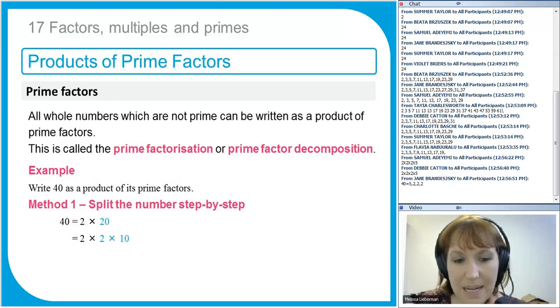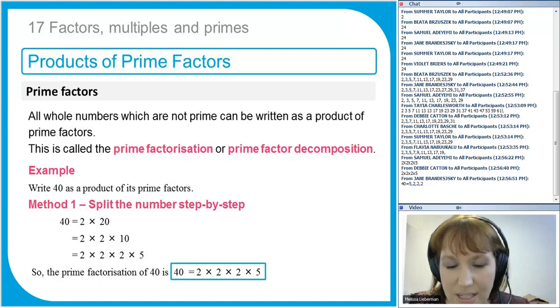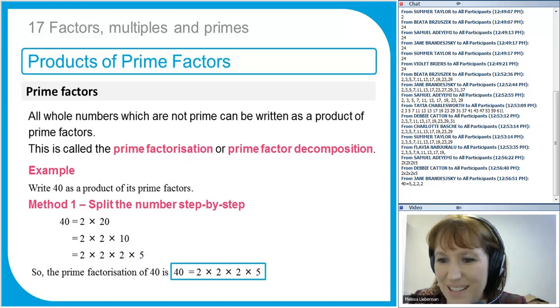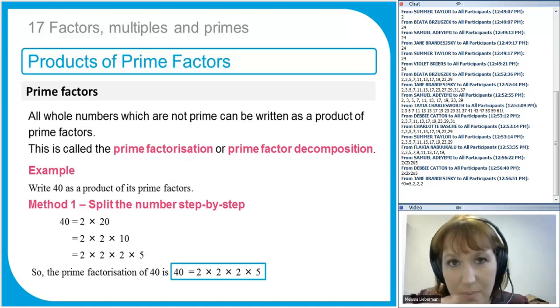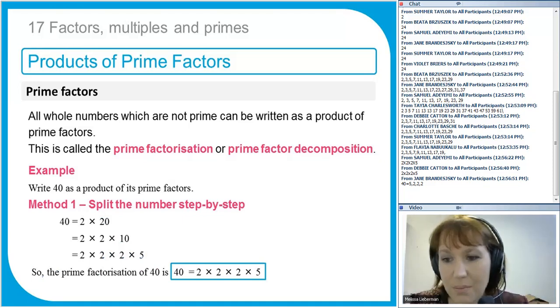So 20 is 2 times 10. 2 can't be broken up, but the 10 can. And 10 is 2 times 5. That way it keeps it all nice and neat, so we can just split it up step by step. When all the numbers are prime, that's the answer. So the prime factorization of 40 is 2 times 2 times 2 times 5. Brilliant, Samuel. Jane, nearly there, but you need to put the multiplication symbol in. And Debbie, you're correct as well. So 2 times 2 times 2 times 5.